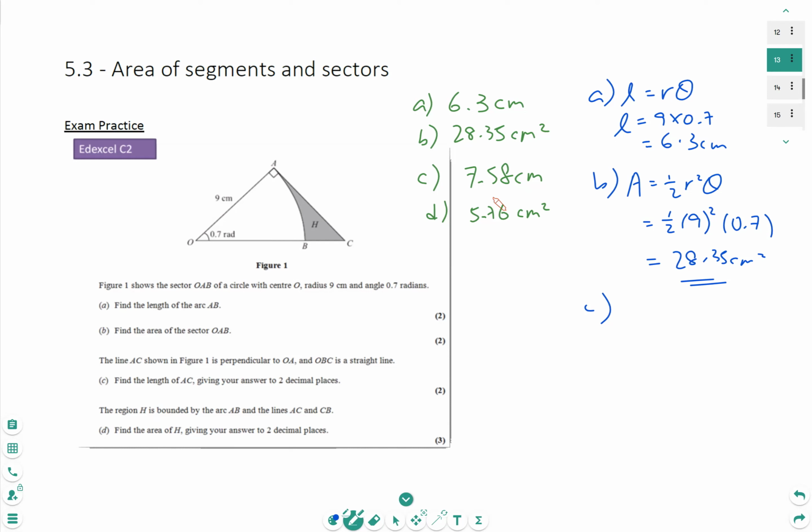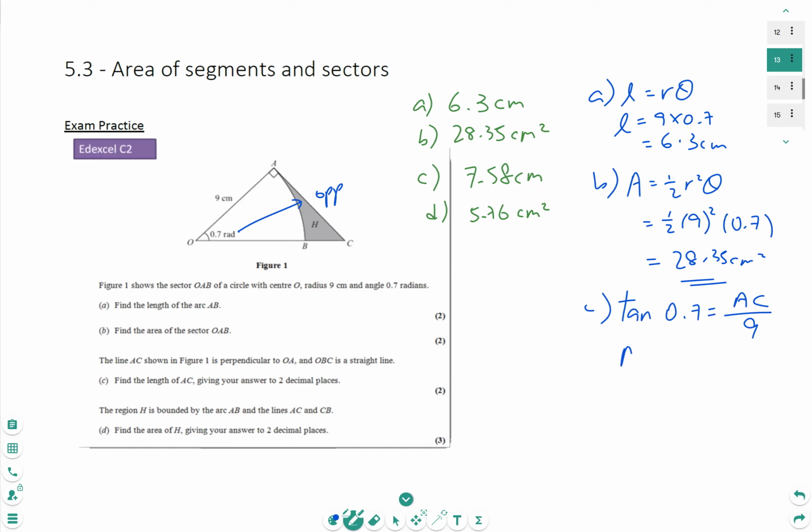AC. So hopefully you see a right angle triangle. That means you can use SOHCAHTOA or trigonometry. This is the opposite, and that's the adjacent. So therefore, we can use tan 0.7 equals opposite AC over the adjacent 9.